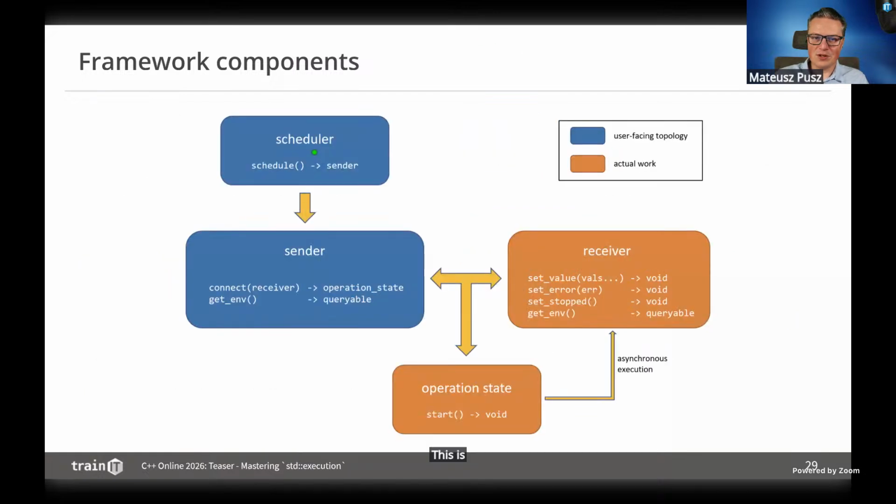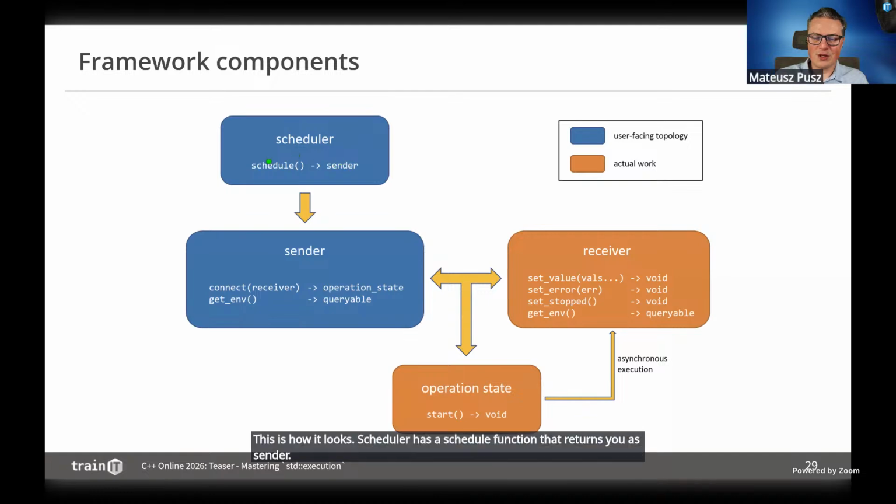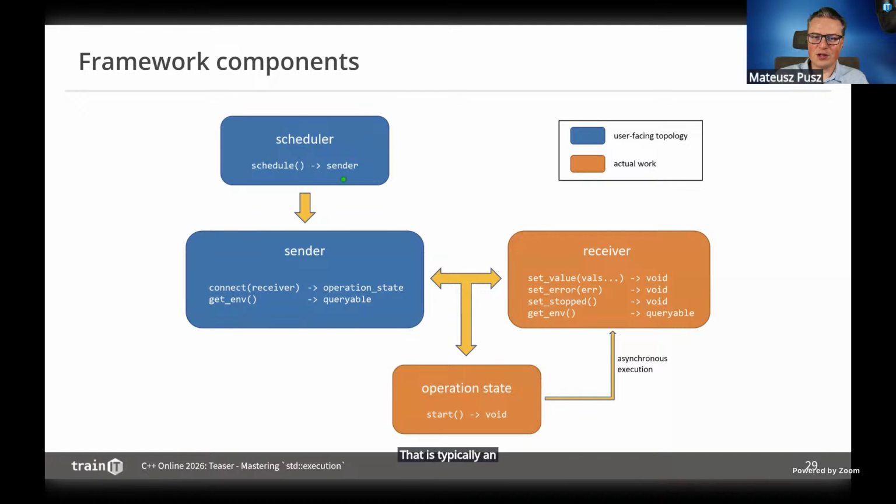This is how it looks. Scheduler has a schedule function that returns you a sender. That is typically an input for the pipeline. Sender will have a connect function that connects with receiver. And when you connect the sender with receivers, you get the operation state.